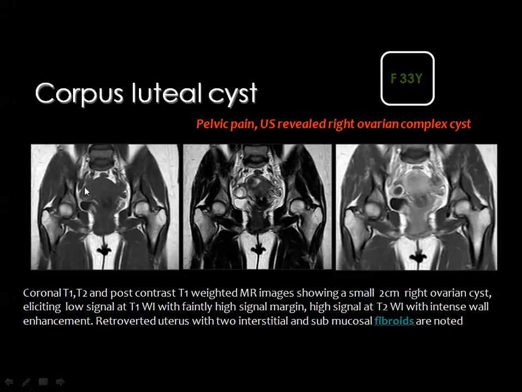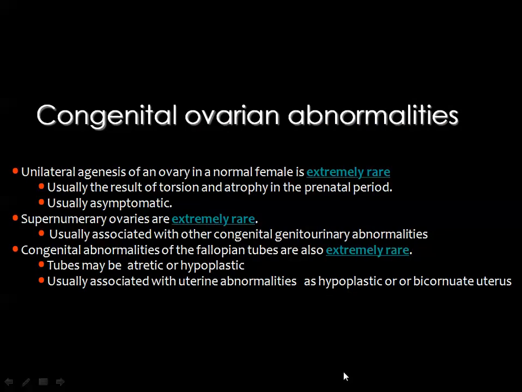And in the coronal T1 and T2, and in T1 post contrast, you see the cyst with some faint high signal rim inside, representing the blood products. And in the post contrast study, you can see some marginal enhancement. Then many times you are able to see also some of the fibroids within the uterus.